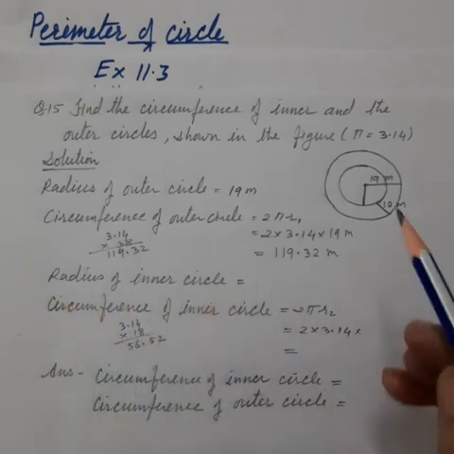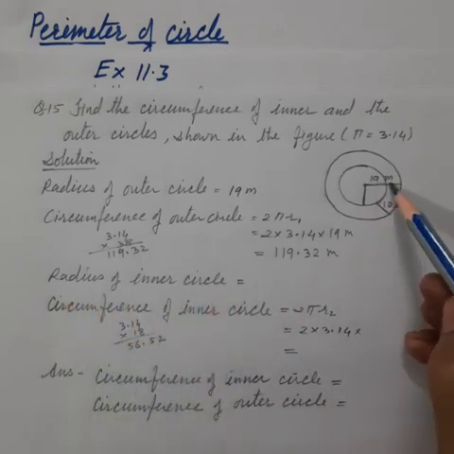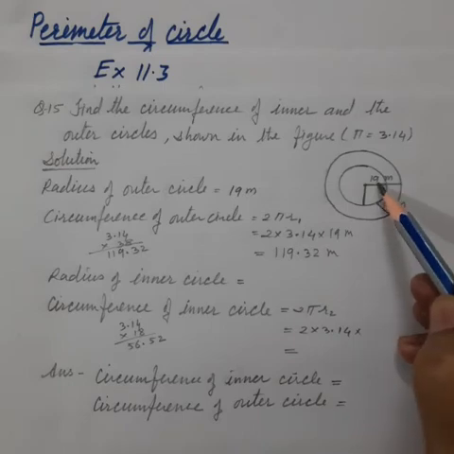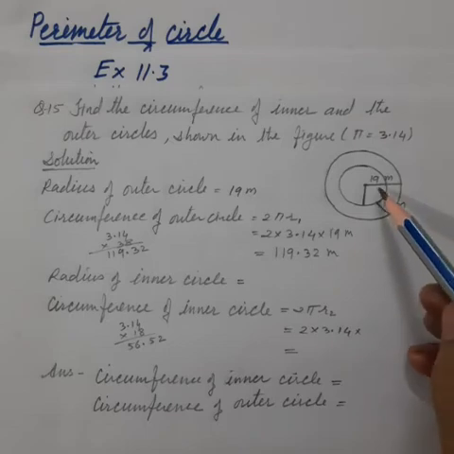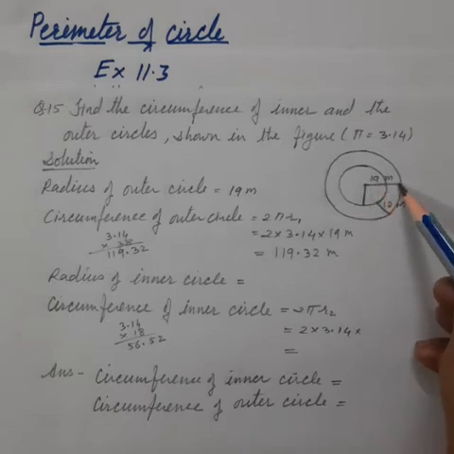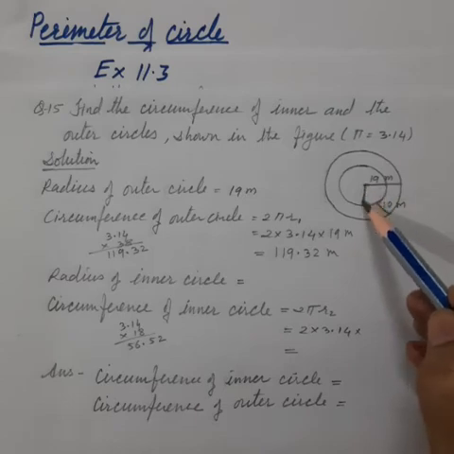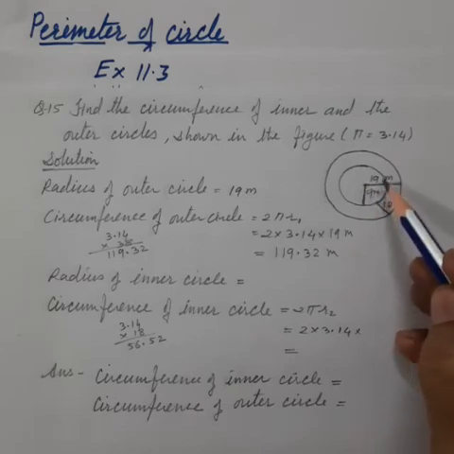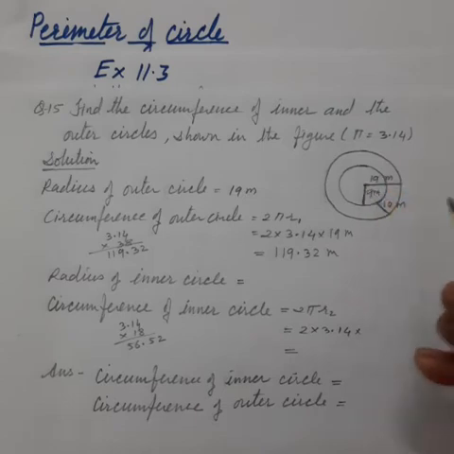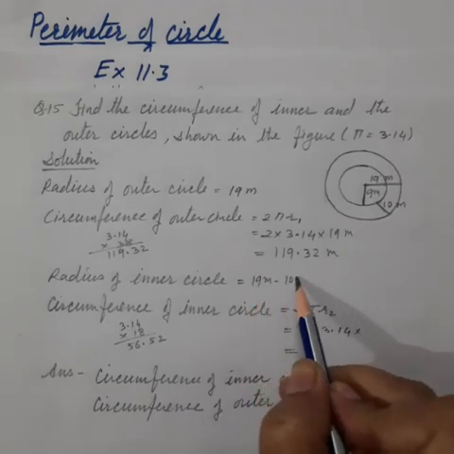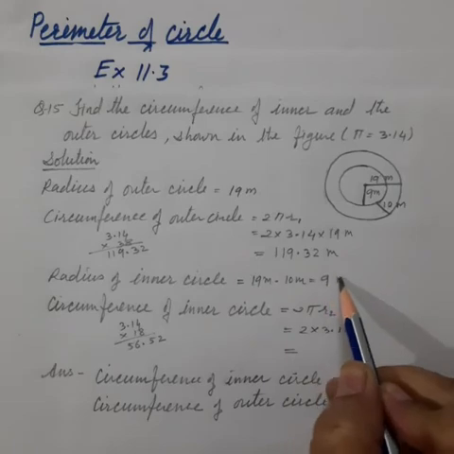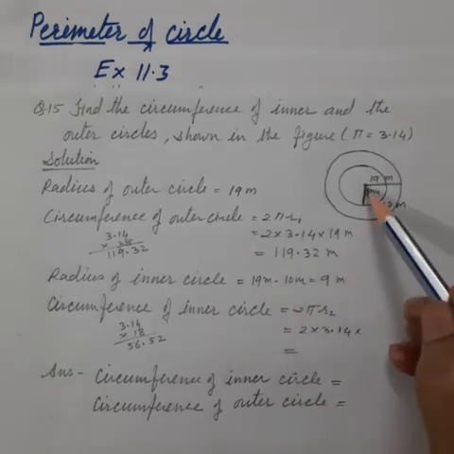Now the radius of the inner circle. The radius of the outer circle is 19 meter and this distance is given 10 meter. So subtract this 10 from the radius of the outer circle. We will get this 9 meter. 19 minus 10, 9 meter. So here we get radius 19 meter minus 10 meter equal to 9 meter, the radius of the inner circle.